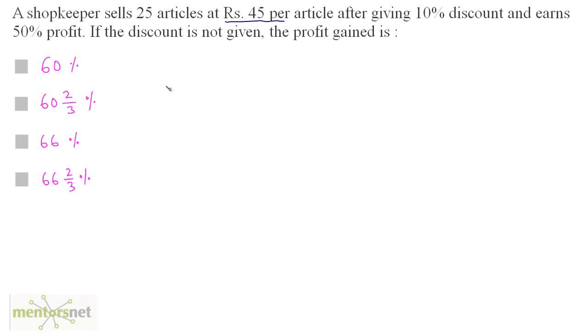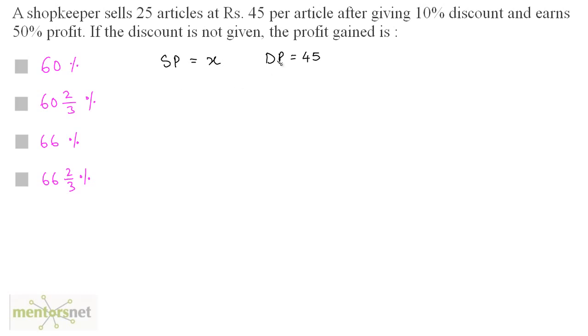A shopkeeper sells 25 articles at 45 rupees per article after giving a 10% discount and earns 50% profit. If the discount is not given, the profit gained is? Well, let us assume that the selling price of each article is X rupees, and we have been given the discounted price, which is 45 rupees per article, and we also have the discount percentage.